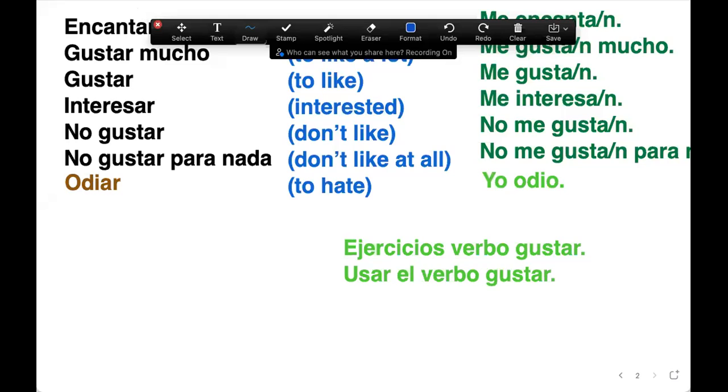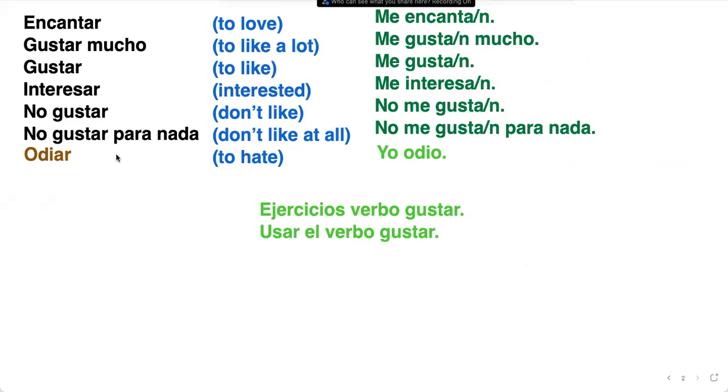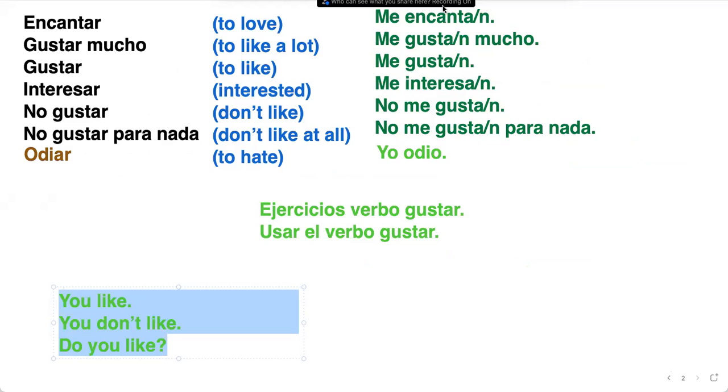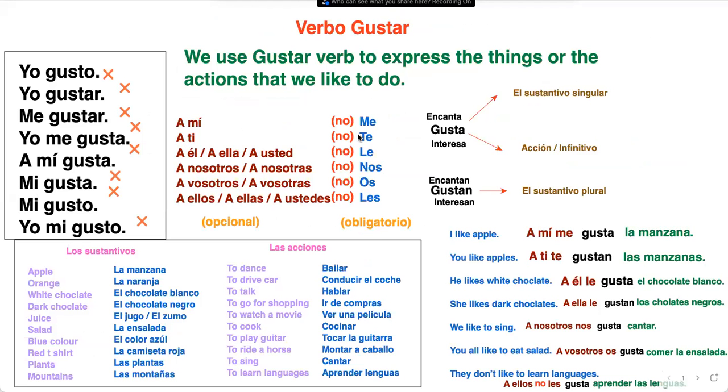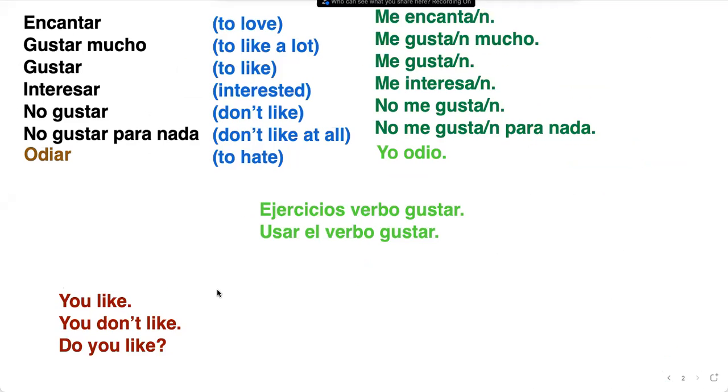And before we leave, just an important sentence. How do we say you like? You like, you don't like. Again, I want to ask you, do you like? Just for practice. All right. So you like, let's have a look. You, a ti, te. So a ti te gusta, gustan.